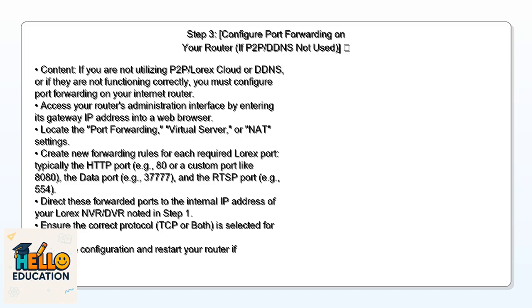Typically, the HTTP port or a custom port, like the data port and RTSP port, will direct these forwarded ports to the internal IP address of your Lorex NVR noted in step one, but ensure the correct protocol, TCP, UDP or both, is selected for each port. Save the configuration and restart your router if prompted.